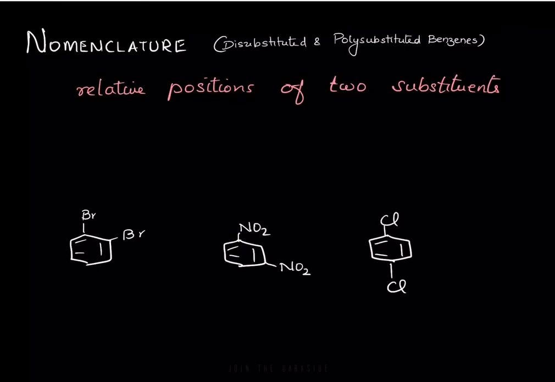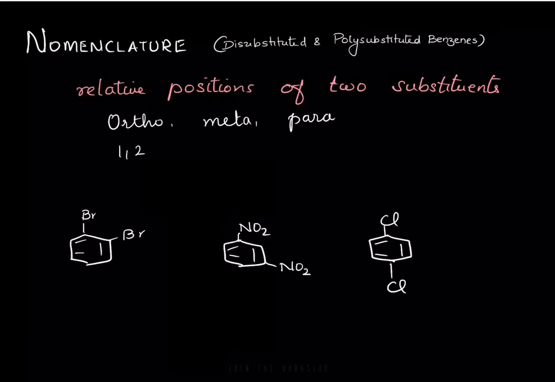Okay, the relative positions of two substituents on a benzene ring can be indicated by using prefixes such as ortho, meta, or para. But you can also use numbers. Ortho position is 1, 2 position on a benzene ring, whereas meta is 1, 3 and para is 1, 4. Okay, now let's do some exercises here.